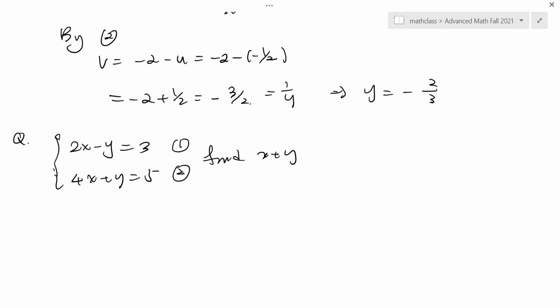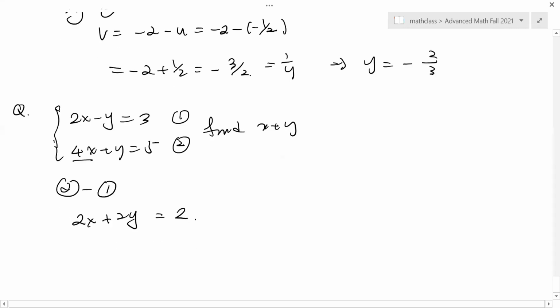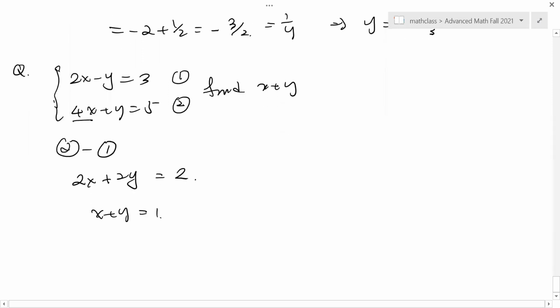How do you do that? Okay, let's try equation 2 minus equation 1. So I get 4x minus 2x is 2x. Y minus negative y is 2y. So that is 2. Then clearly xy plus 1 equals 1. Then x plus y equals 1. Yeah, good job.